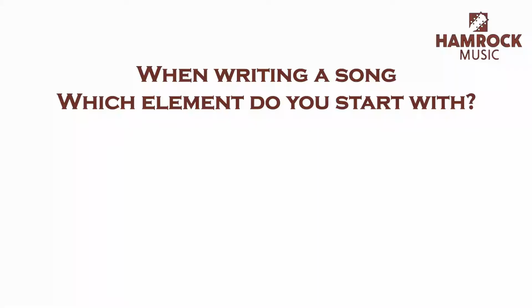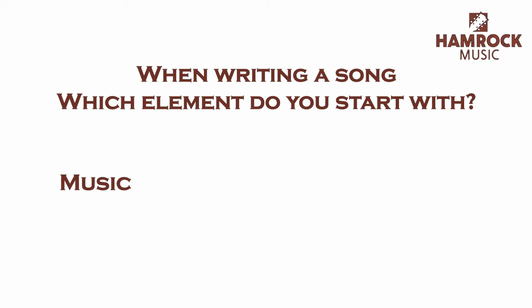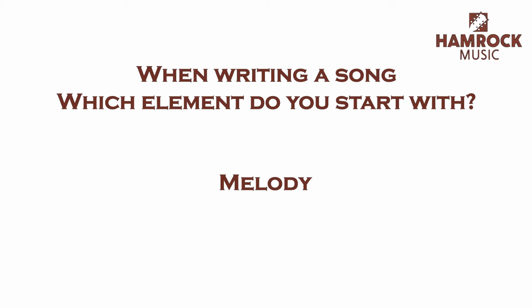When writing a song, which element do you start with? Any of them, whatever works best for you. Typically, songwriters start with a music or a melody, or even both at the same time, and then write lyrics to fit. If starting with just the music, then you want to write a melody to the music, and then lyrics to the melody. If you came up with a fantastic melody singing in the shower and want to turn it into a song, then you could write chords or a riff that fits the melody as well as lyrics.